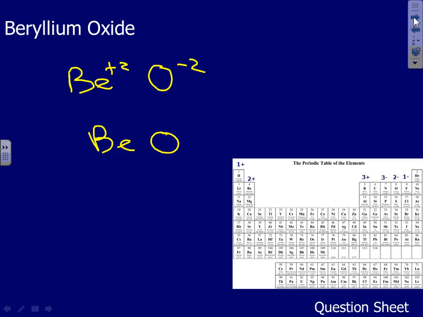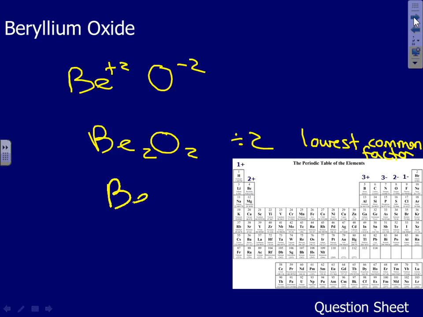Be2 and O2, but now we've got a common factor of 2. We divide off any common factors. So I'm going to divide by 2 to make it the lowest common factor. If we divide off each number by 2, they're going to become 1s, and we write it as BeO. Okay? And that's that part there.